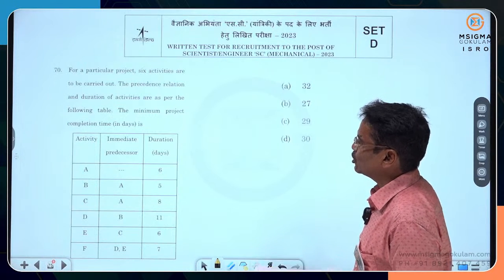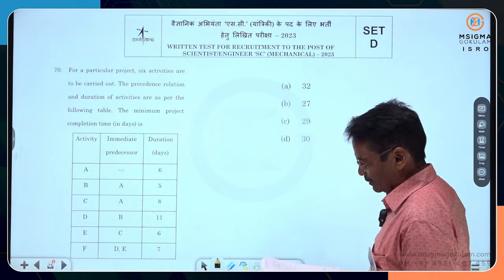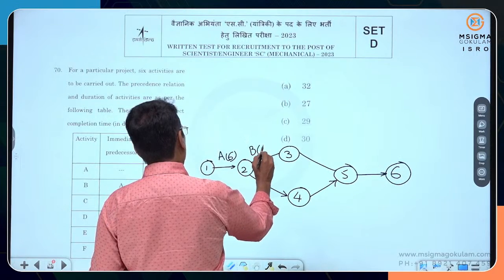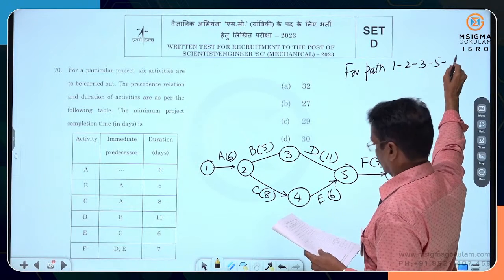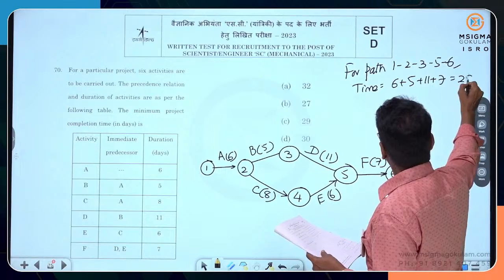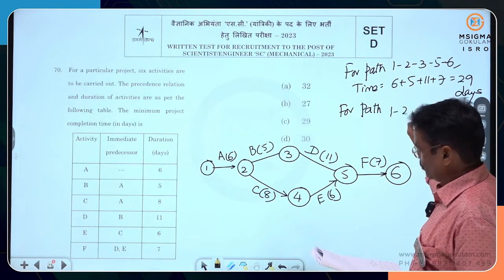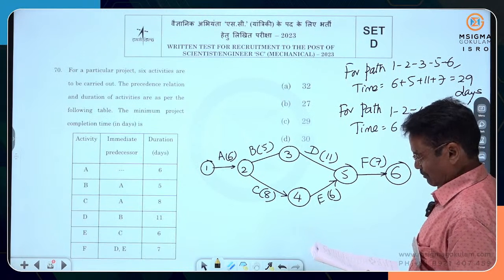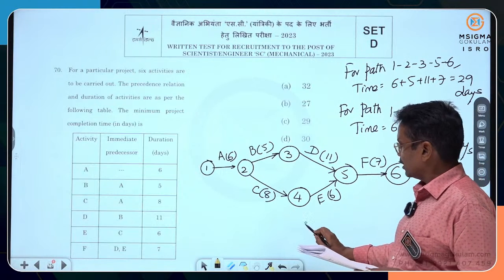For a particular project, 6 activities are to be carried out. The precedence relation and duration of activities are as per the following table. The minimum project completion time in days is. For path 1, 2, 3, 5, 6, time is 29 days. For path 1, 2, 4, 5, 6, time is 6 plus 8 plus 6 plus 7, 27 days. Therefore, project completion time is 29 days.